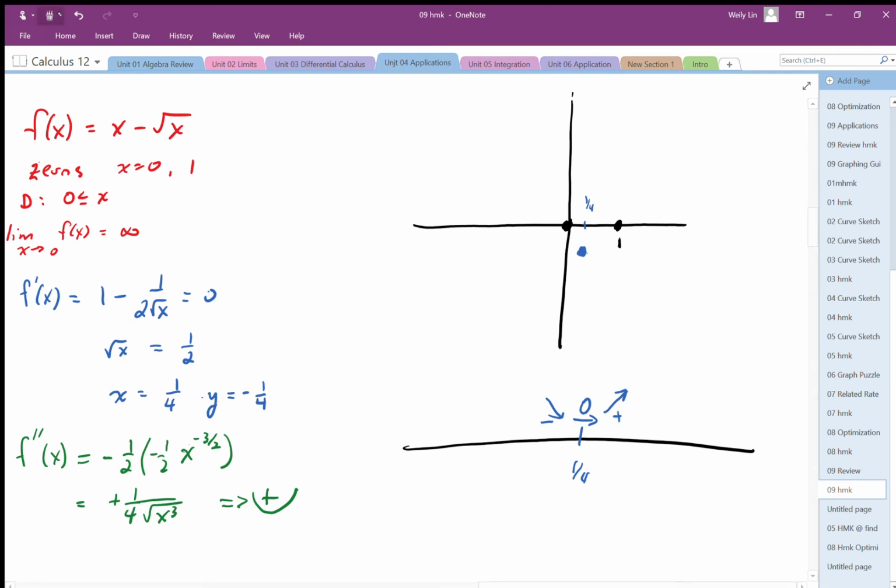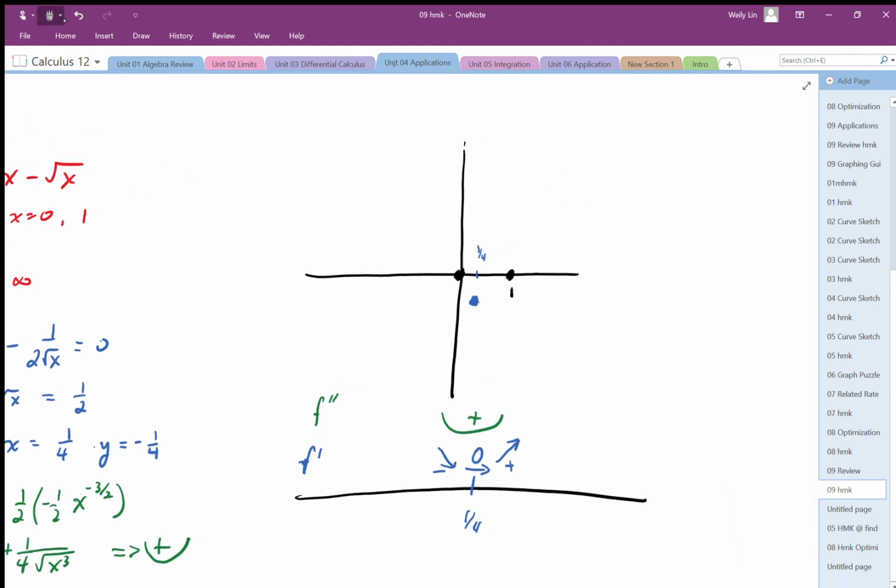So if we look at our second derivative, there's our first derivative chart. Our second derivative chart indicates just a constant concave up graph. So there's a concave up graph, and that point we've already established is a minimum, and we can just sketch our graph through that coordinate and up through there. It's going to go up through there like that.